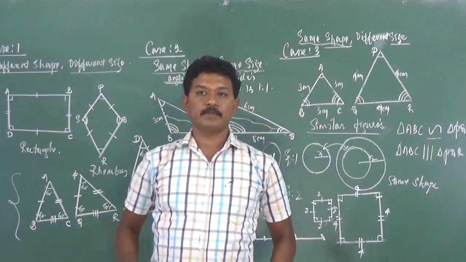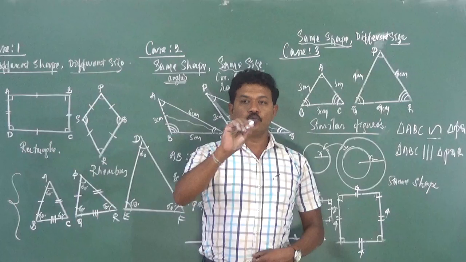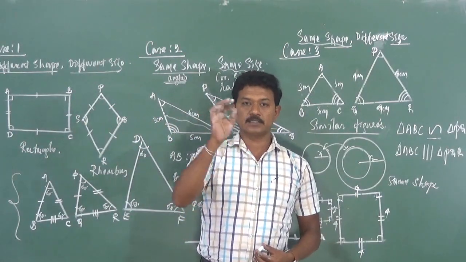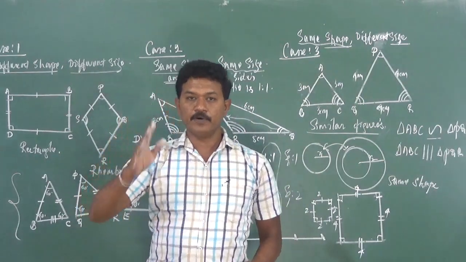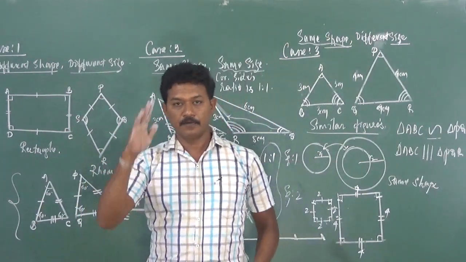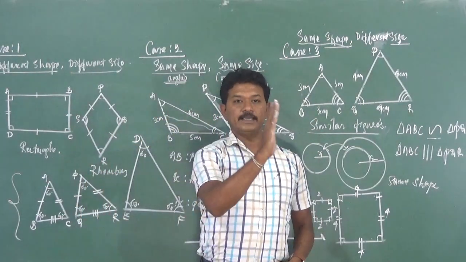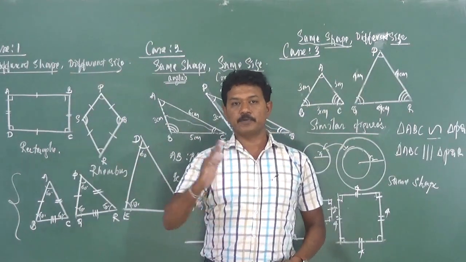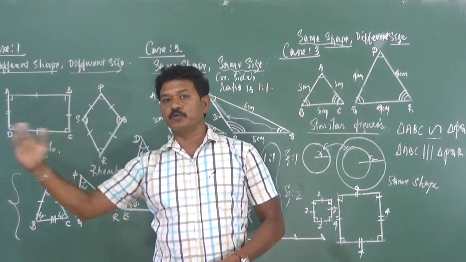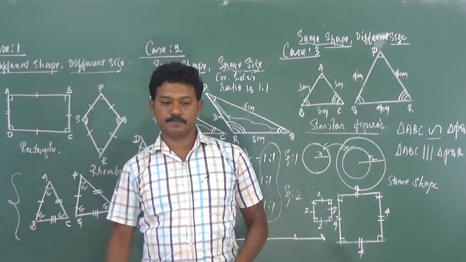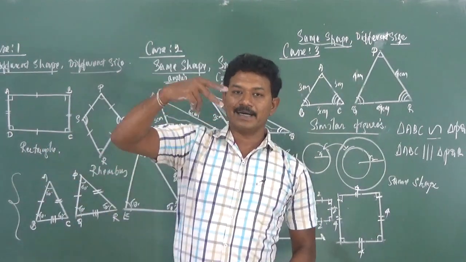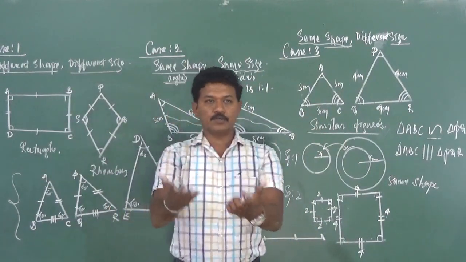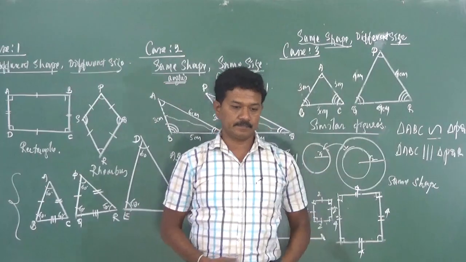Once again, when are two polygons said to be similar? That is the question. Two polygons are said to be similar if and only if their corresponding angles are equal. Second point, their corresponding sides are in proportion or in the same ratio. Both the conditions should be satisfied to make two polygons similar.